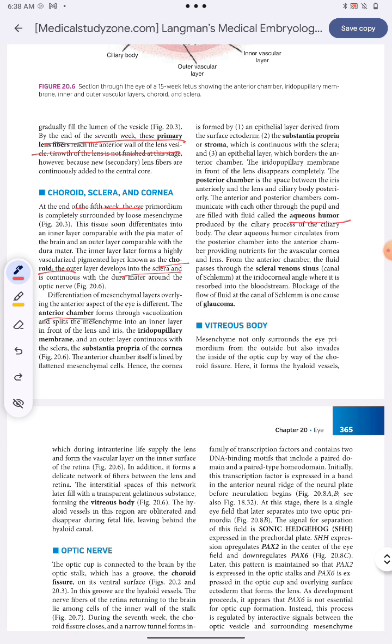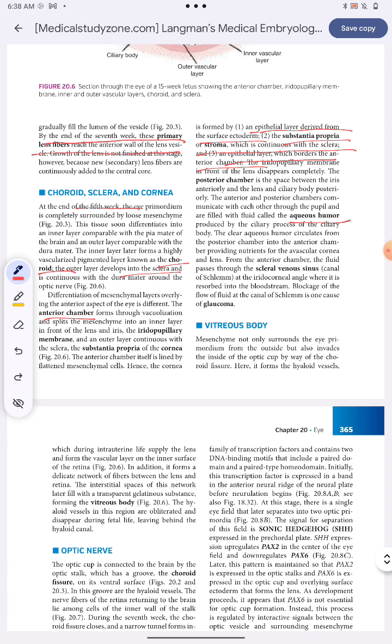So the cornea is formed by an epithelial layer derived from the surface ectoderm, the substantia propria or stroma, which is continuous with the sclera, and an epithelial layer which borders the anterior chamber. The iridopupillary membrane in front of the lens disappears completely. The posterior chamber is the space between the iris anteriorly and the lens and ciliary processes posteriorly. We have discussed this.